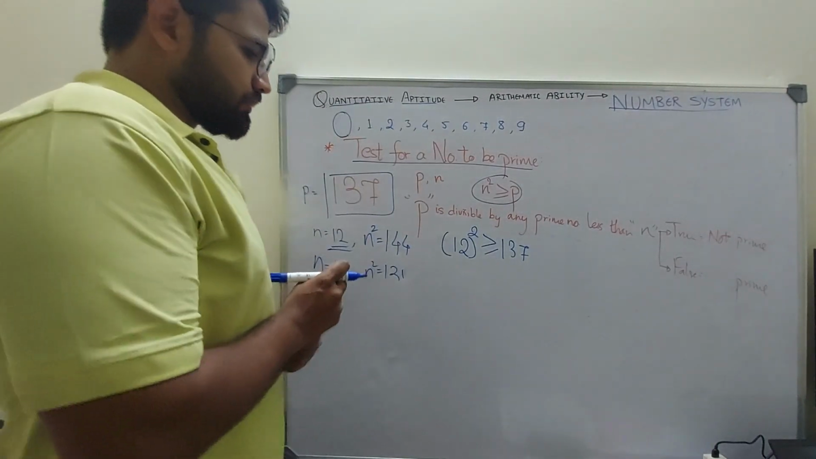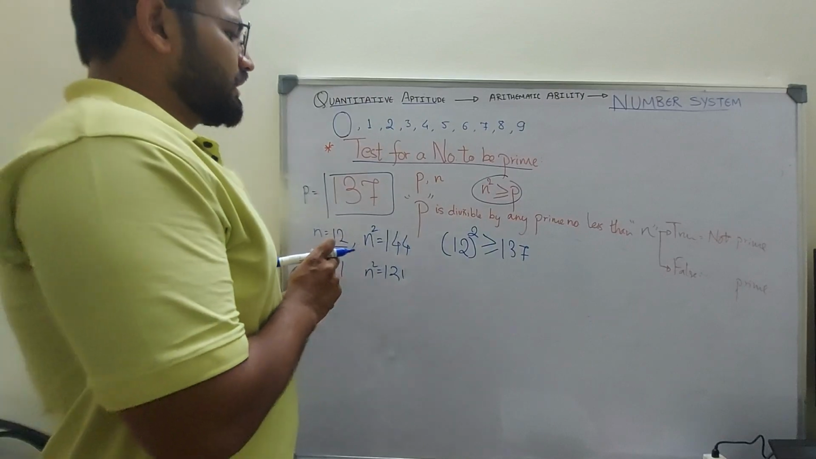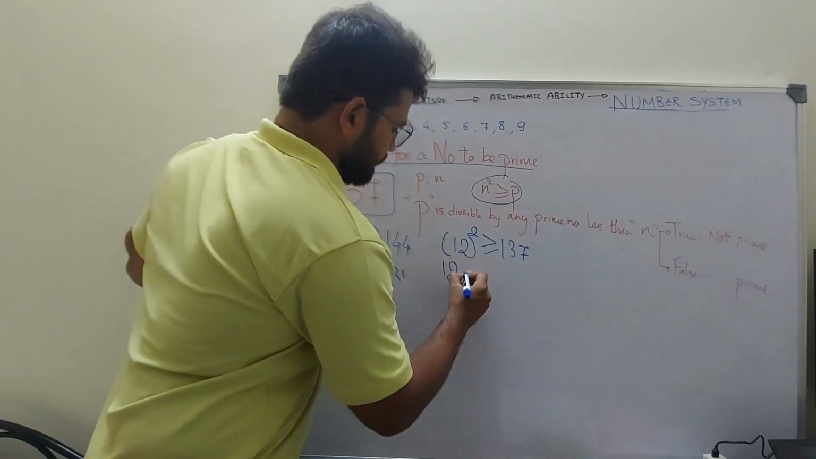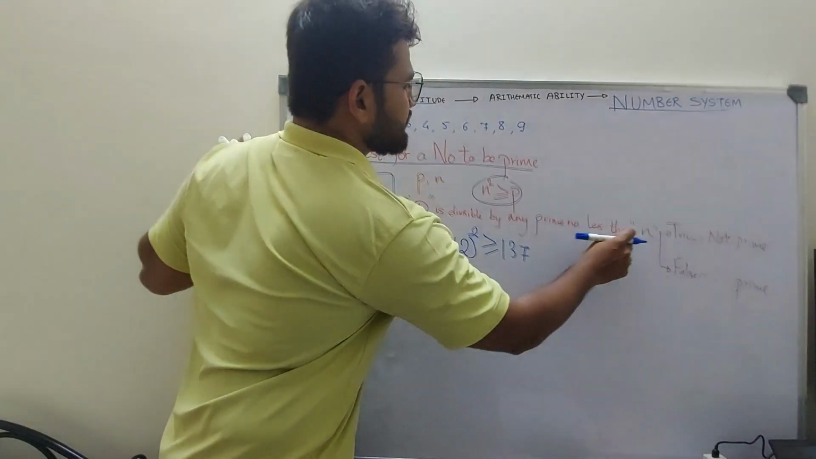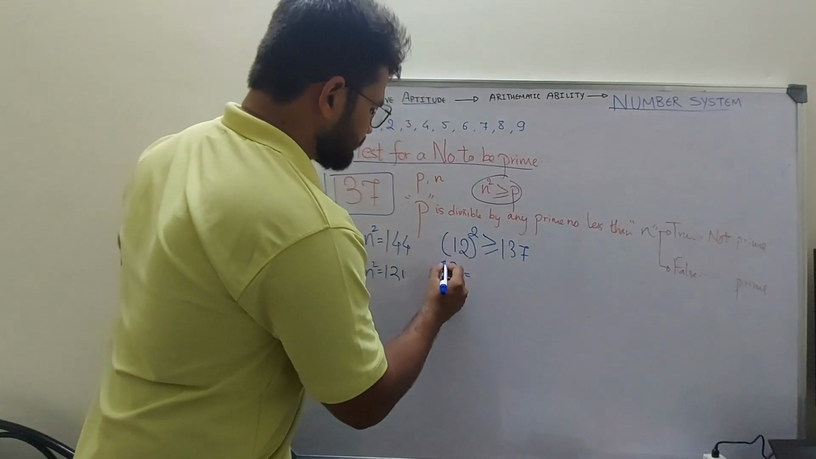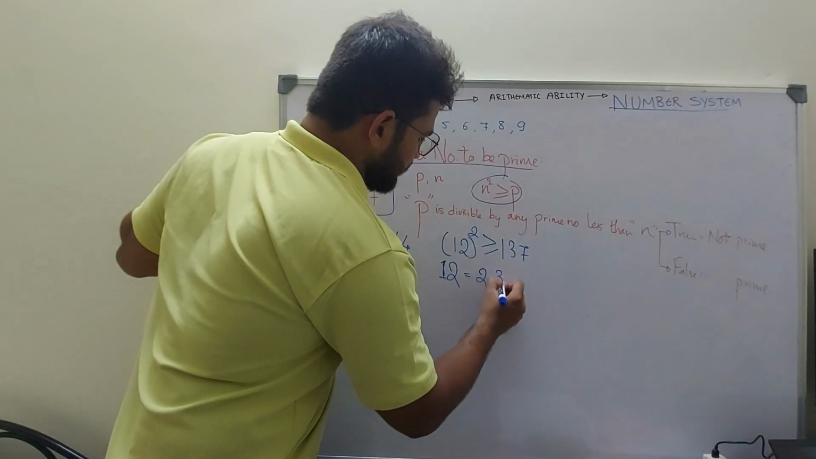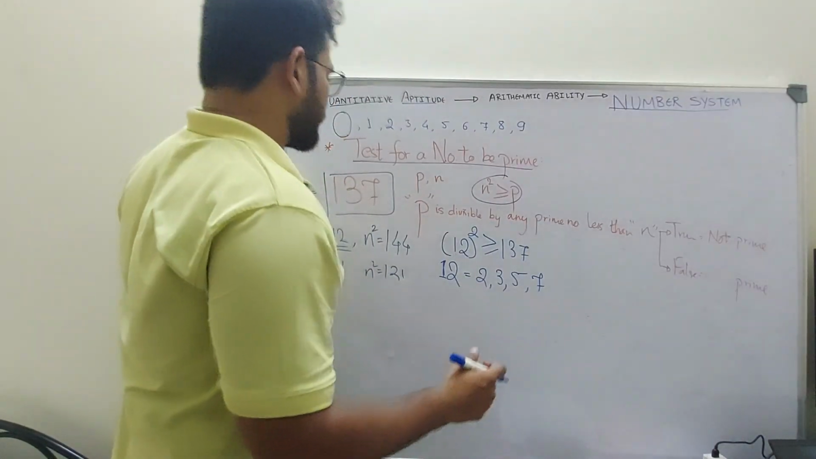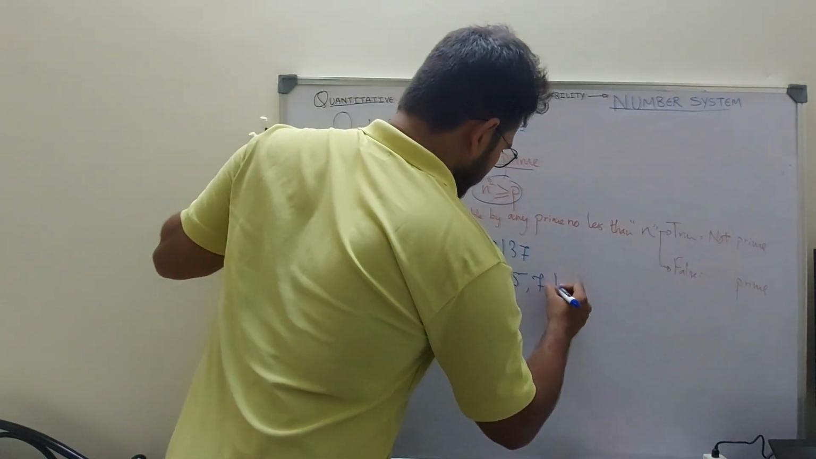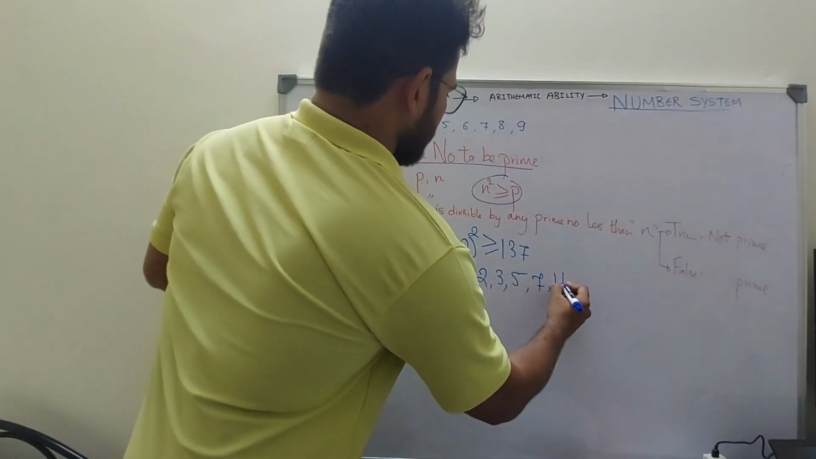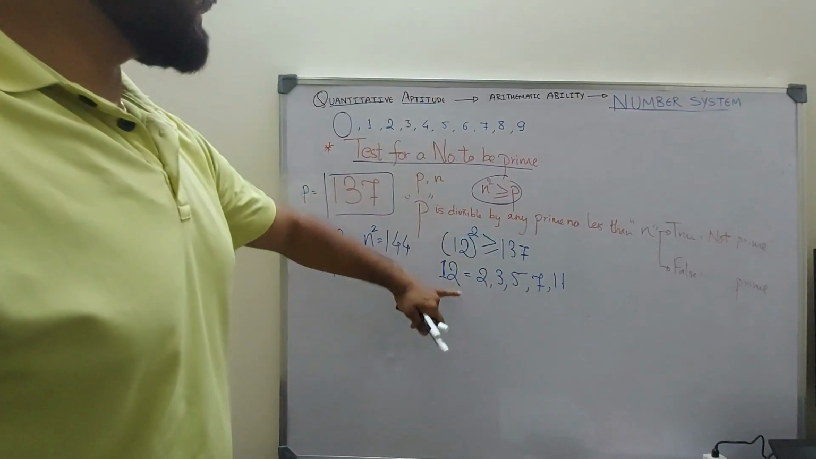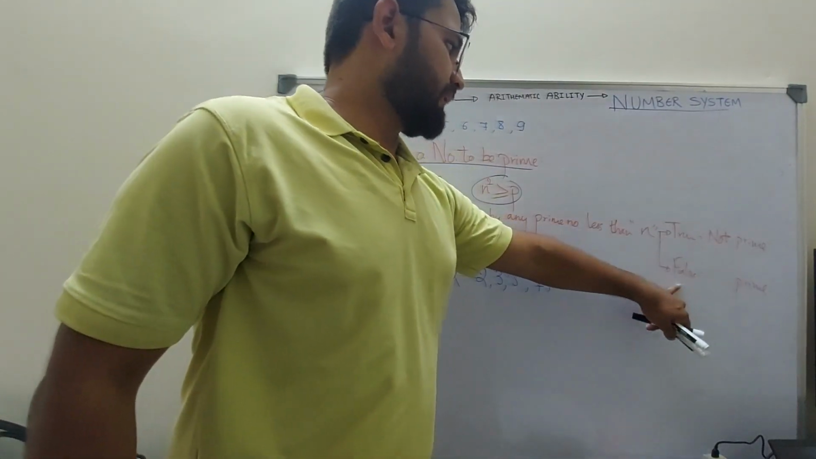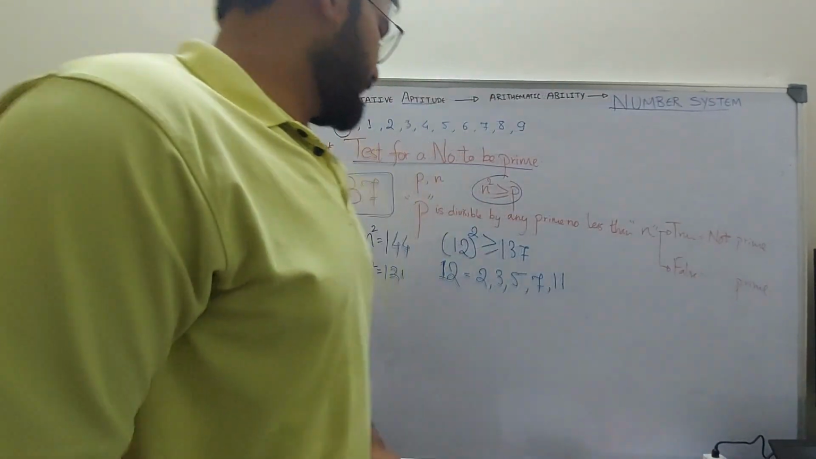Now, the prime numbers less than 12 are, what are the prime numbers less than 12? p is divisible by any prime number less than n. So the prime numbers less than 12 are 2, 3, 5, 7, not 8, not 9, not 10, and we have 11. If 137 is divisible by any of these numbers, then it is not prime. If it is not divisible, then it is prime.